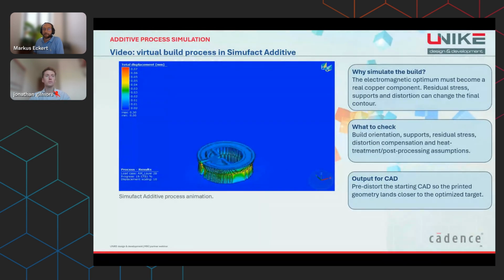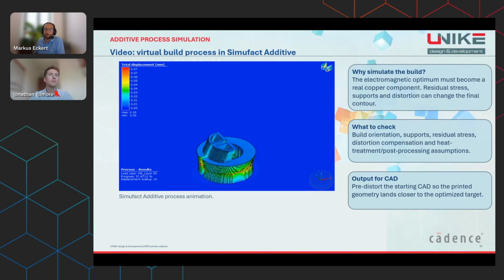With simulation additive, the manufacturing process itself becomes part of the validation. The electromagnetically optimized geometry has to become a real copper component. During printing, however, thermal cycles, residual stresses, and distortion are generated. Support structures, build orientation, and subsequent heat treatment influence the final shape. If the coil gap or the coil channel geometry changes as a result, the electromagnetic optimum can be lost in the real part. In the virtual build process, we therefore assess how the geometry behaves during and after printing.